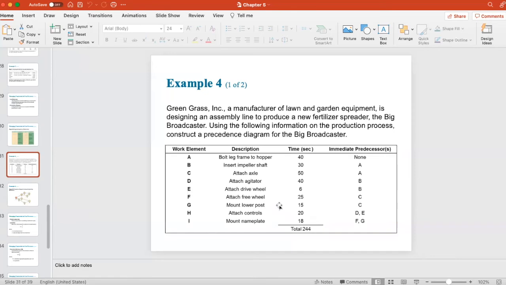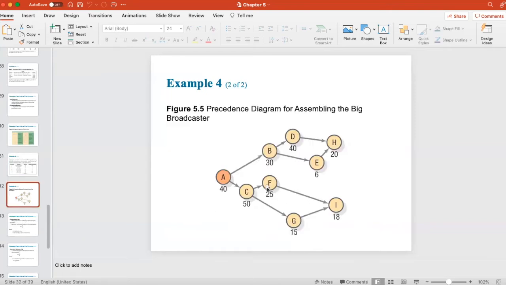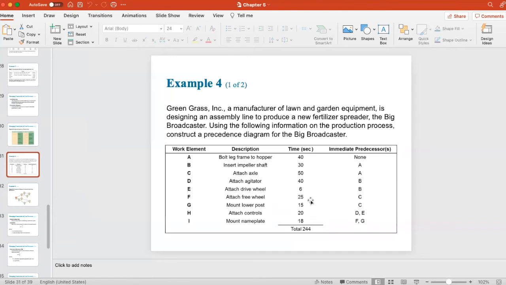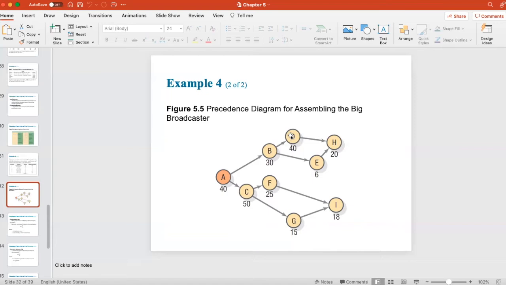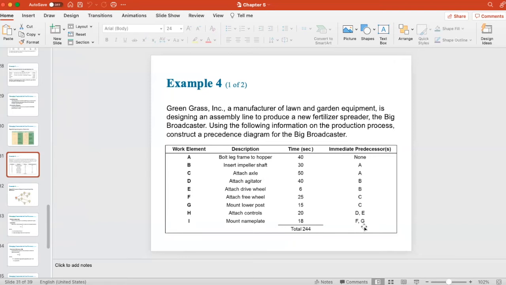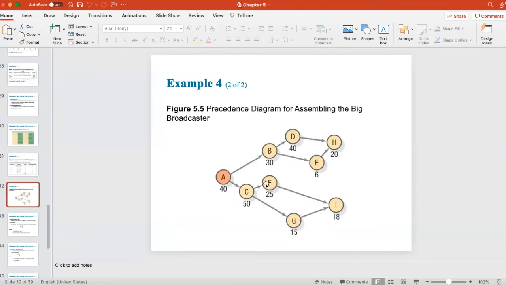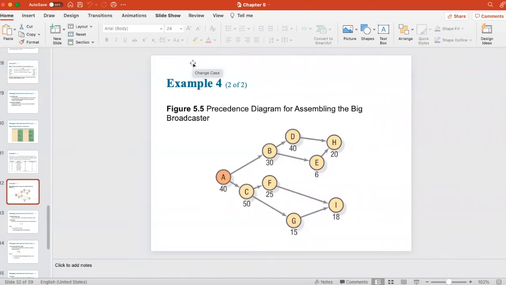Similarly, we know that for work element F and G, the immediate predecessor is work element C. That's why you see here for F and G, this is after C. Now if we look at work element H, you can see that the immediate predecessors should be both D and E. That's why only after you complete both D and E, you can start working on H. Similarly for I, you see that the immediate predecessors are both F and G. That's why after you complete F and G, finally we can start working on work element I. So this will be a quick illustration about how we plot out the precedence diagram.